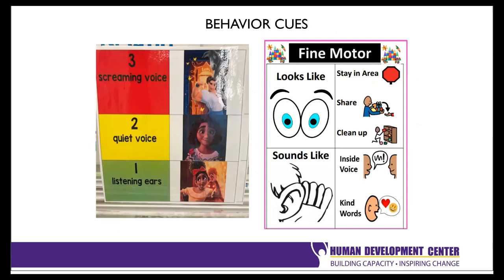On the left, you see one for voice level, and this teacher just used characters from Encanto and just how loud or quiet they are in the movie. It gives students a visual of how loud or how soft they need to be speaking throughout their day. You point to the 1, the 2, or the 3, depending on the activity and how you want that student to respond. The one on the right is more center examples. This is a looks like, sounds like card, which we actually have this template on our website as well. So this just gives the student a visual of what staying in a center looks like and what staying in a center sounds like.